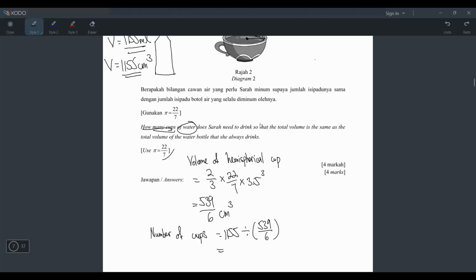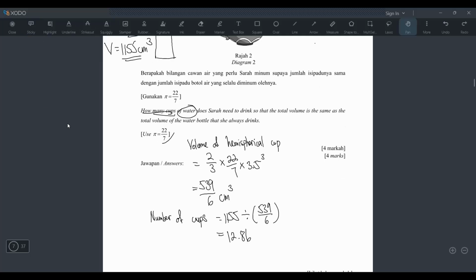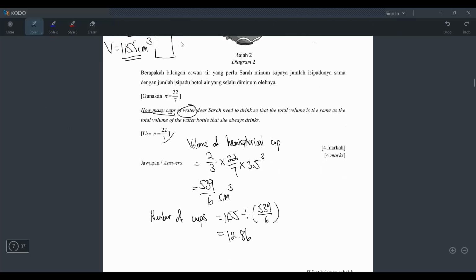Alright, so how many cups of water does Sarah need to drink? I'll just press this. Press 1155 divide, use the answer button. So I get 12.8857. So 12.86. Okay. So they ask me how many cups of water, right? So I can say 13 cups. But then when I look at the scheme, it says 45.